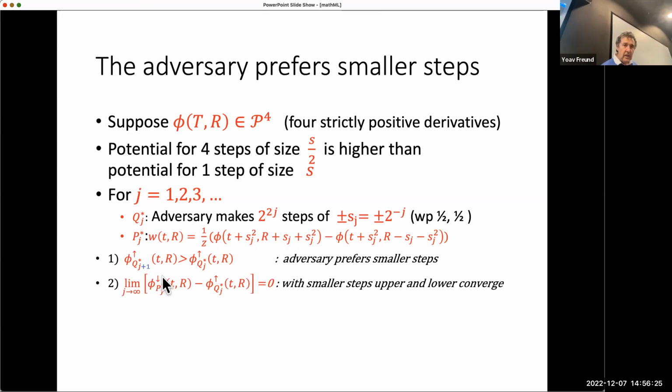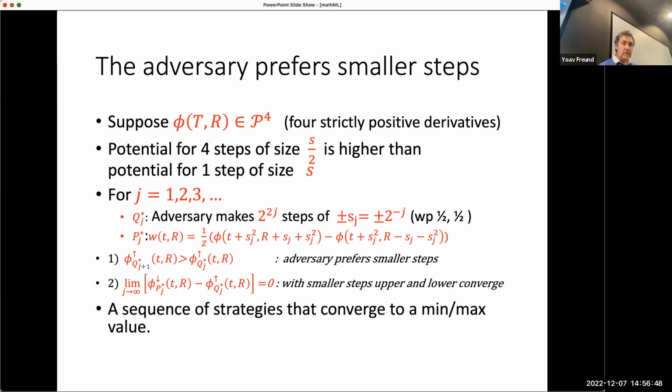And the other thing is that the gap between the adversary and the learner goes to zero. The adversary wants to make the steps as large as possible to guarantee some loss, and the learner actually gets better and better at stopping him. So in the limit, they basically completely limit each other. So this is a sequence that converges to the min-max value.